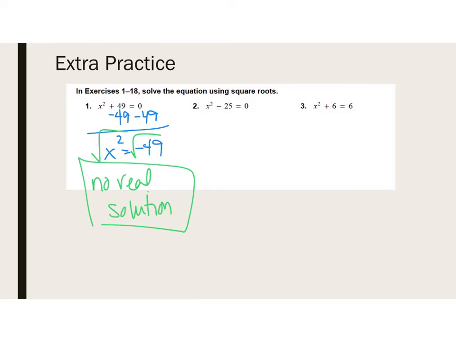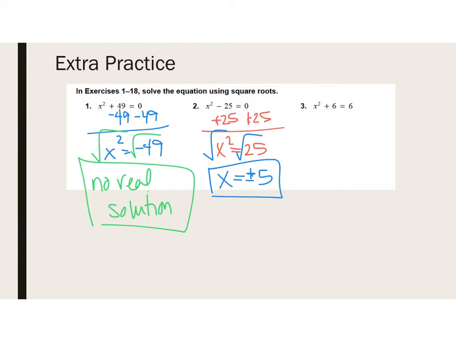First step, get x squared by itself. How do I get x squared by itself? I'm going to add 25 to both sides. So x squared equals 25, notice there's no x term, just an x squared term. Up next, I'm going to square root both sides. There are essentially 2 square roots to 25, and you have to have them both. So 5 squared is 25, and negative 5 squared is 25. Whenever you are square rooting a positive number, when you're solving, you need to put in that plus or minus. All right, let's do the third one real quick.